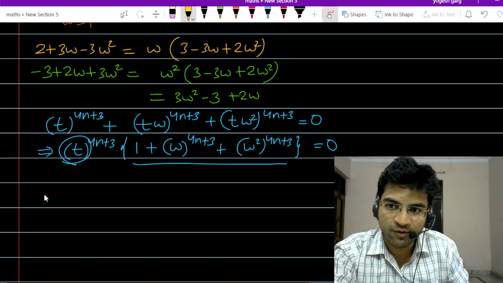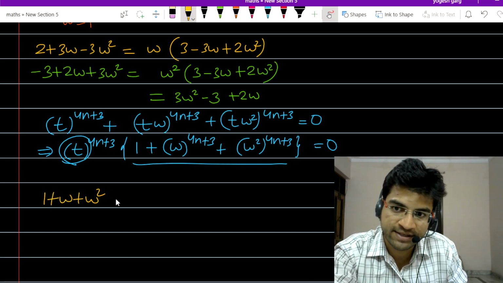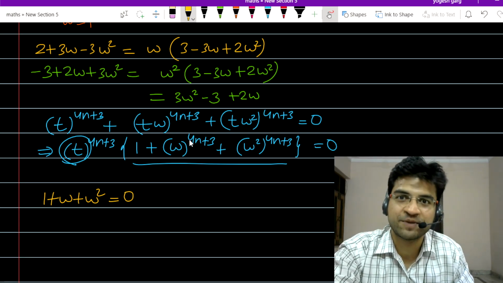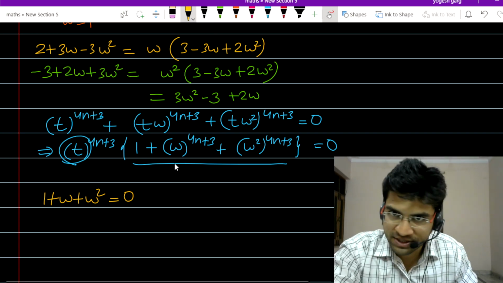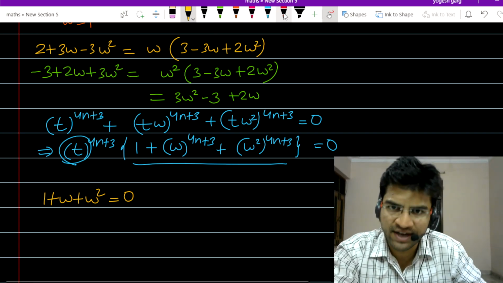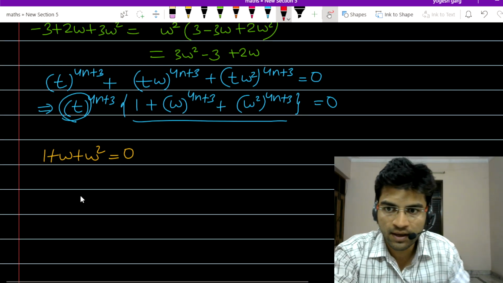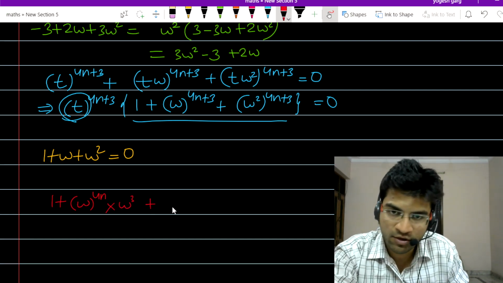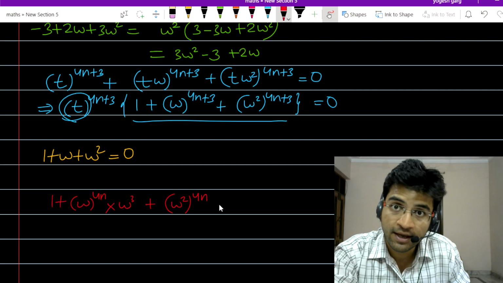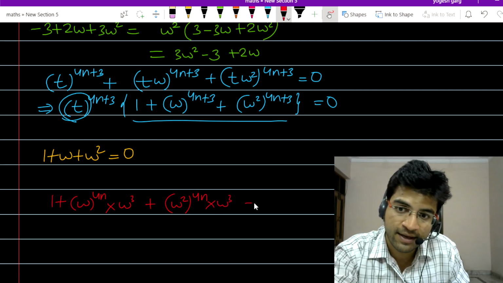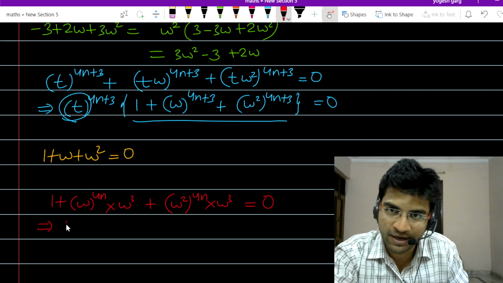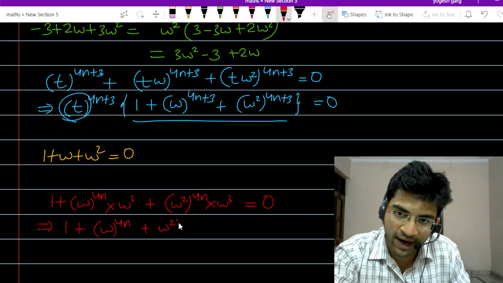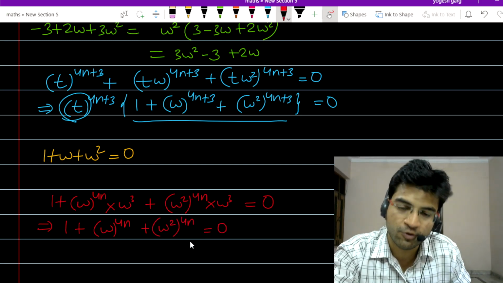Now we know that 1 plus omega plus omega square is equal to 0. If you clearly see, we can also simplify this expression further. The second expression should be 0, right? Let us simplify it even further. This is 1 plus omega to the power 4n into omega cube plus omega square to the power 4n into omega cube is equal to 0. Now omega cube is 1. So this is nothing but 1 plus omega to the power 4n plus omega square to the power 4n, and it should be equal to 0.